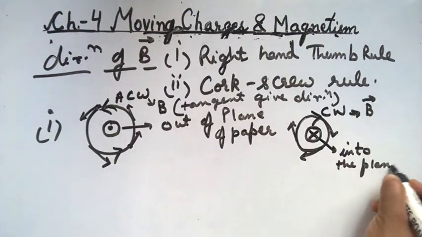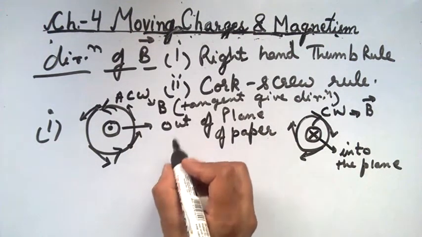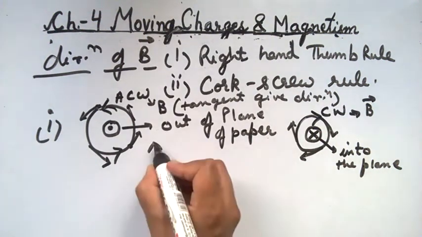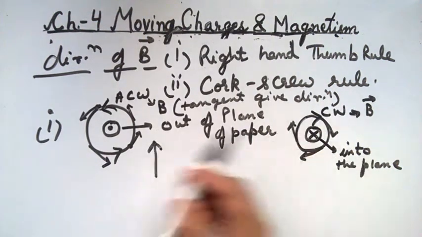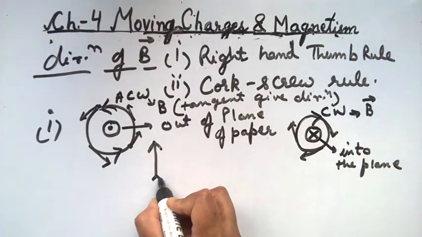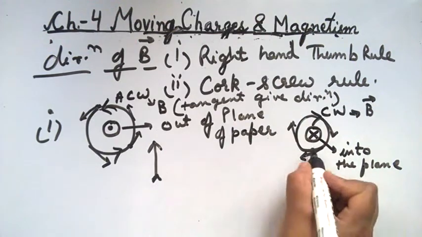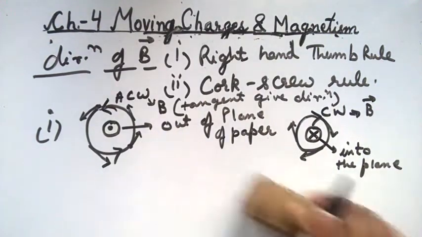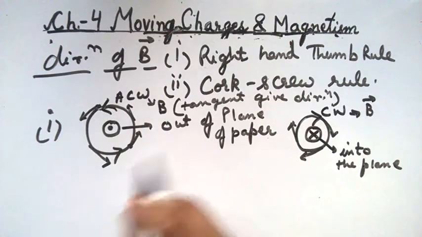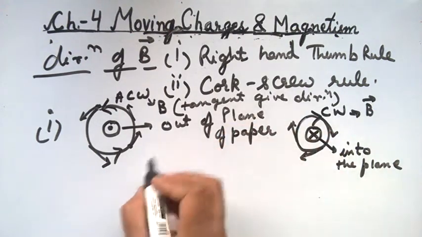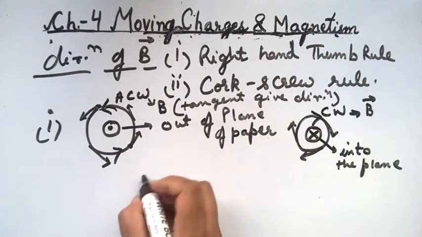This you can remember with the help of an arrow or a bow. In an arrow, the point shows the direction of out of the plane of paper, and the tail denotes the cross sign, that is into the plane. So you can remember the direction of magnetic field by this also. Similarly, by the corkscrew rule also we can find the direction of magnetic field. Consider a screw.